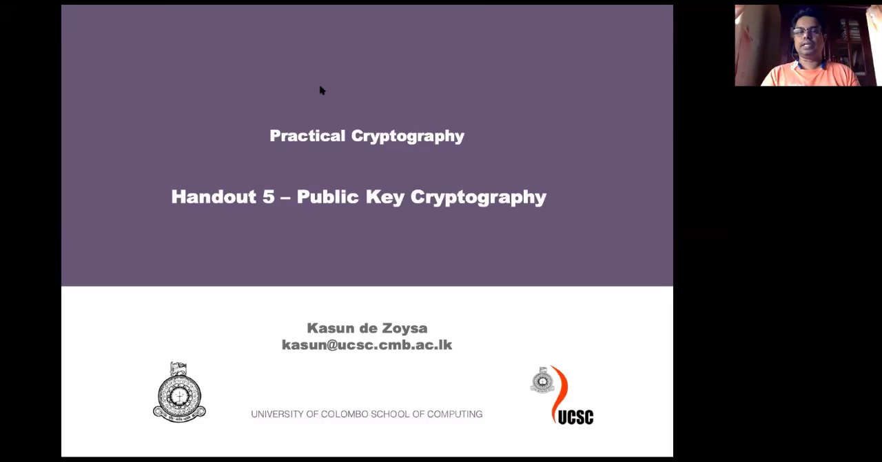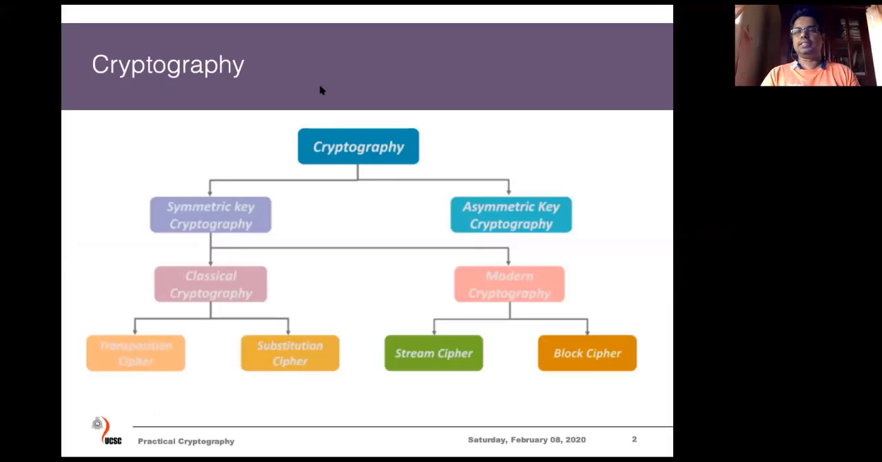The plan today is to discuss two public key cryptographic algorithms: RSA and the Diffie-Hellman public key cryptographic algorithm. Before we start the discussion, let me remind you what we discussed so far.